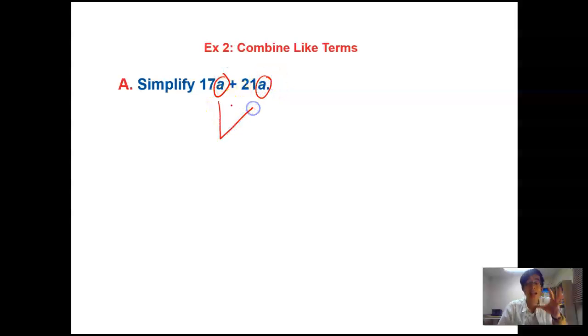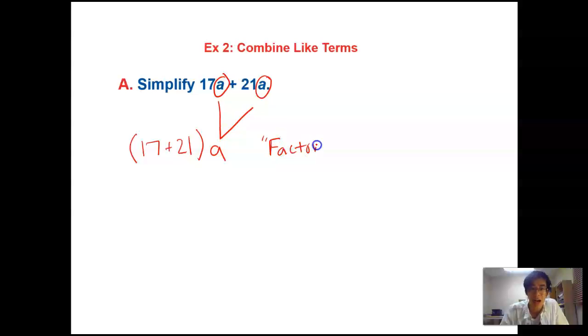So I can take a out of that expression, like this, and leave 17 plus 21 in the parentheses. Squeezing out a is a process called factoring. It's like the opposite of the distributive property, right? You take the common factor and extract it from all the terms that have the same factor. How does this make sense? If I distributed a to each of those, it will go back to the original expression.